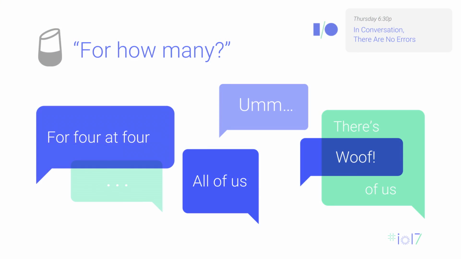Well, consider a very simple case. Say we wanted to reserve a number of seats, say number of seats at a restaurant. How might we handle this case? We say for how many? Look at the wide variety of ways that a user might respond to this query. How are we supposed to handle each one of these cases? Well, the answer, of course, is in the design. But what is the nature of design for these assistant apps?